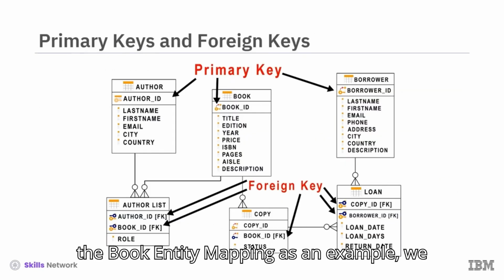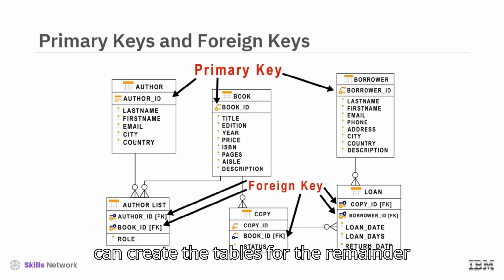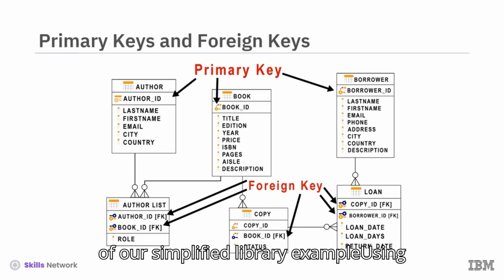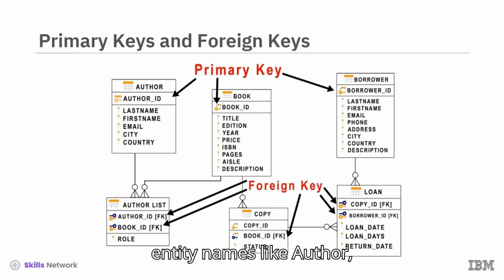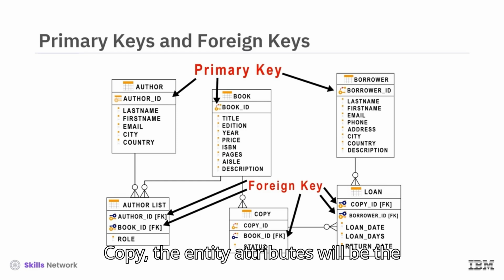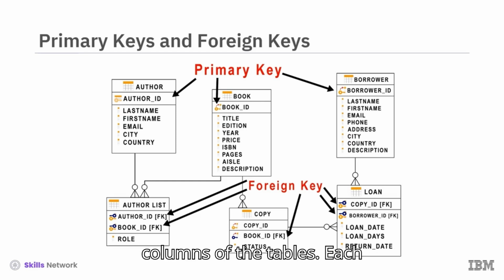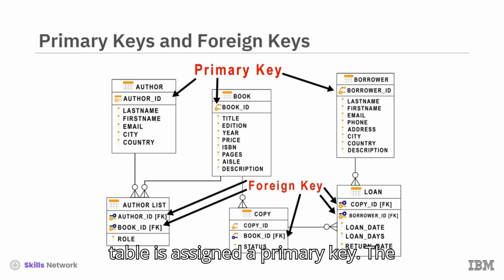Using the book entity mapping as an example, we can create the tables for the remainder of our simplified library example using entity names like author, author list, borrower, loan, and copy. The entity attributes will be the columns of the tables. Each table is assigned a primary key.